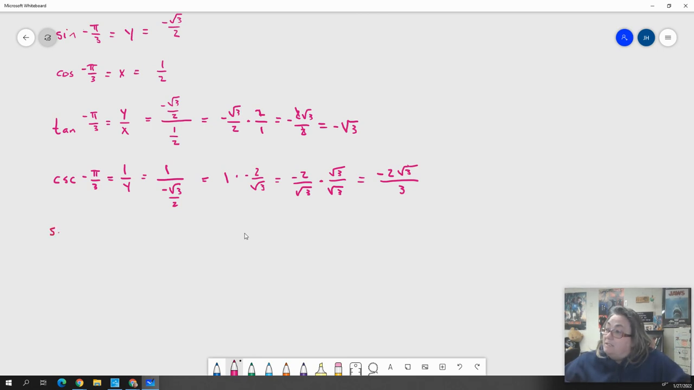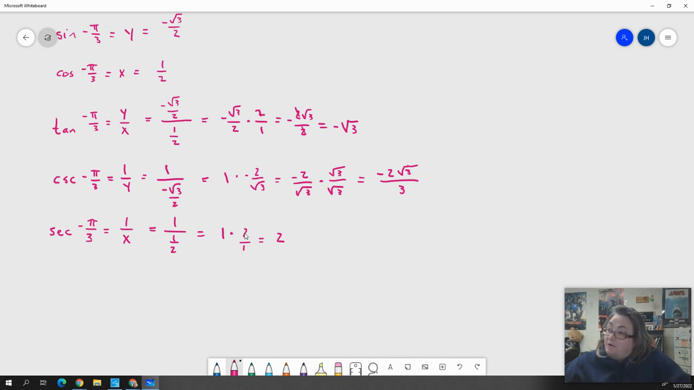Our secant is the inverse of cosine, right? So that would be like saying 1 over our x value, right? Which is the same as saying 1 over 1/2, which means that I am going to have to multiply 1 times the reciprocal of 1/2, which is 2 over 1, which just gives me 2.